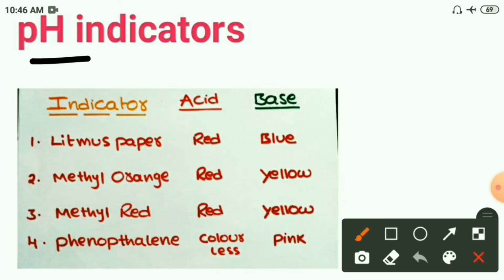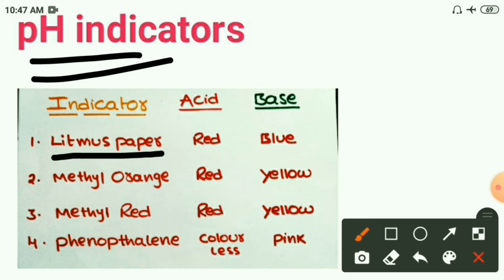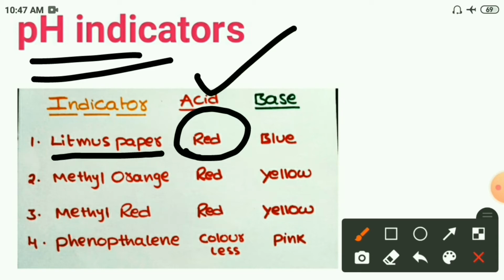With pH indicators, we can measure whether a solution is acid or base, just like using the pH scale. Now we can see some pH indicators, first litmus paper. It looks like a paper and is put into a solution. If the litmus paper turns red, the solution is an acid. If it turns blue, the solution is a base.